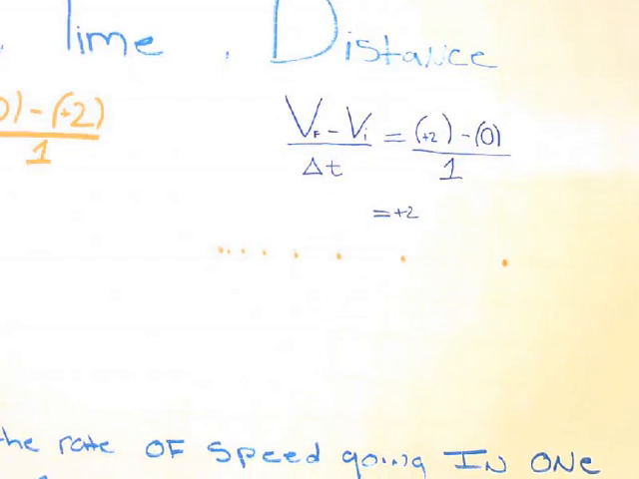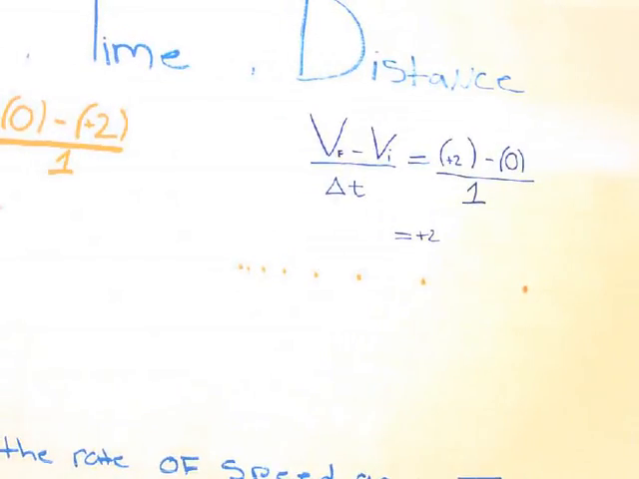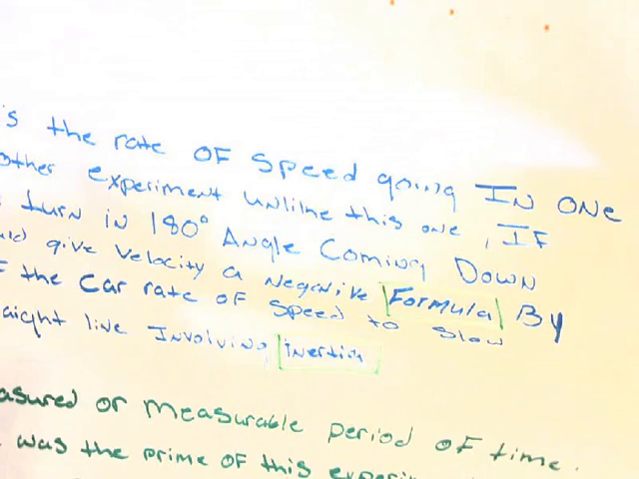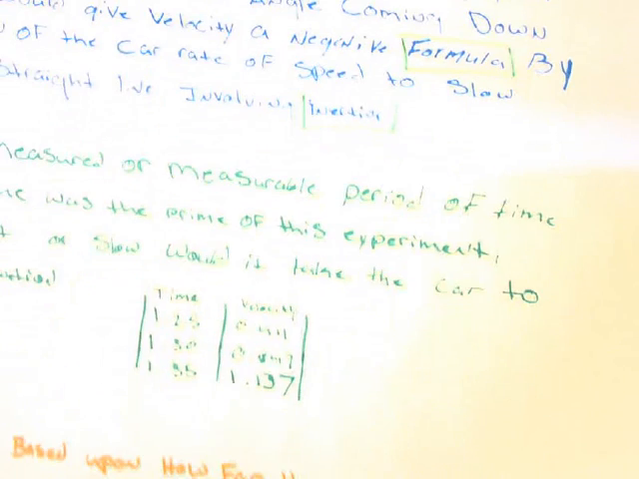And then time is a measurable period of time, and this is the prime of this experiment: to see how fast or how slow it would take a car to reach its destination. As you can see, my time and velocity are based on the car I have. I used a Hot Wheels car.